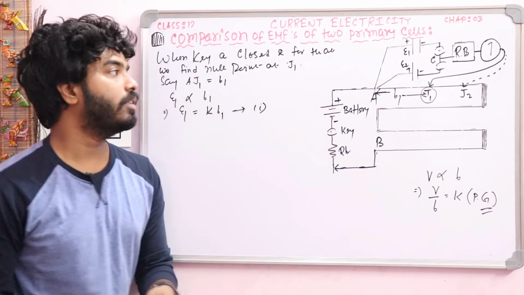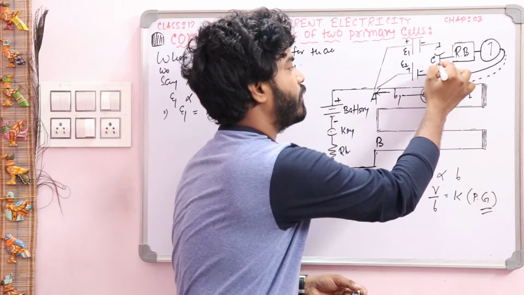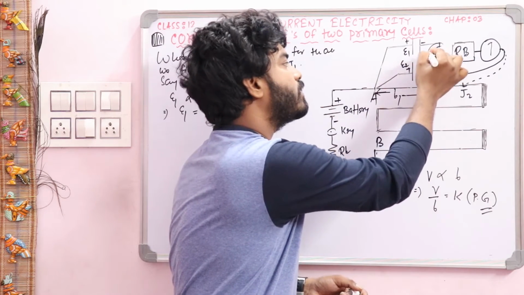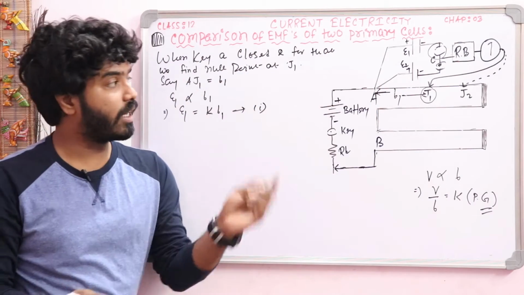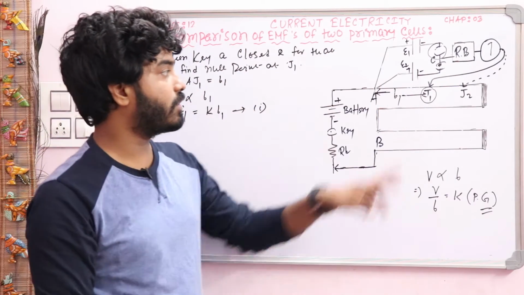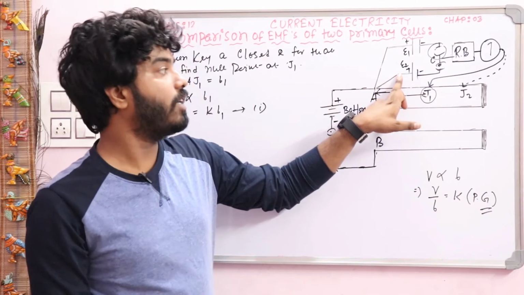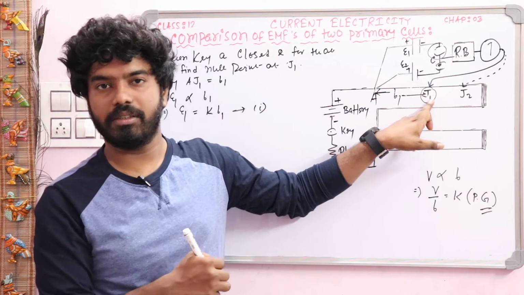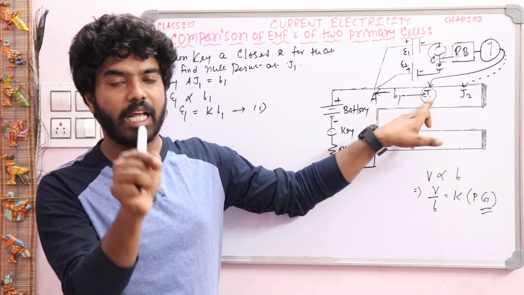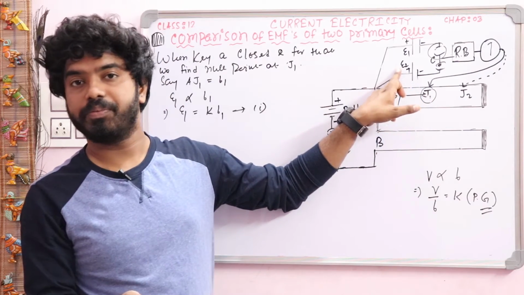Now by the same method, you open this key and connect this key. So when you open this key, cell E1 is not connected through this circuit. So in that condition cell E2 is connected. Now by the same method again, with the help of the jockey you find out the null point where the galvanometer shows no deflection for cell E2.